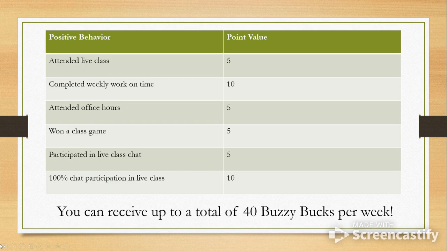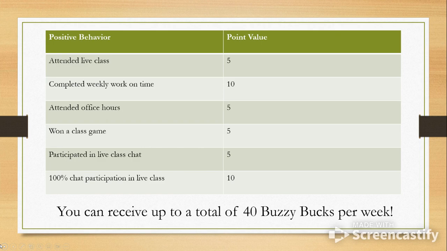If you attend office hours, you will get 5 points. So if I see that you are coming to office hours, you get 5 points. Now, I do have office hours twice a week. So if you show up for both of them, then you would get 10 points. If you won a class game, so there's a lot of Kahoots that we play in class, or a Gimkit or a Nearpod, and if you win a game, you're going to get 5 points.